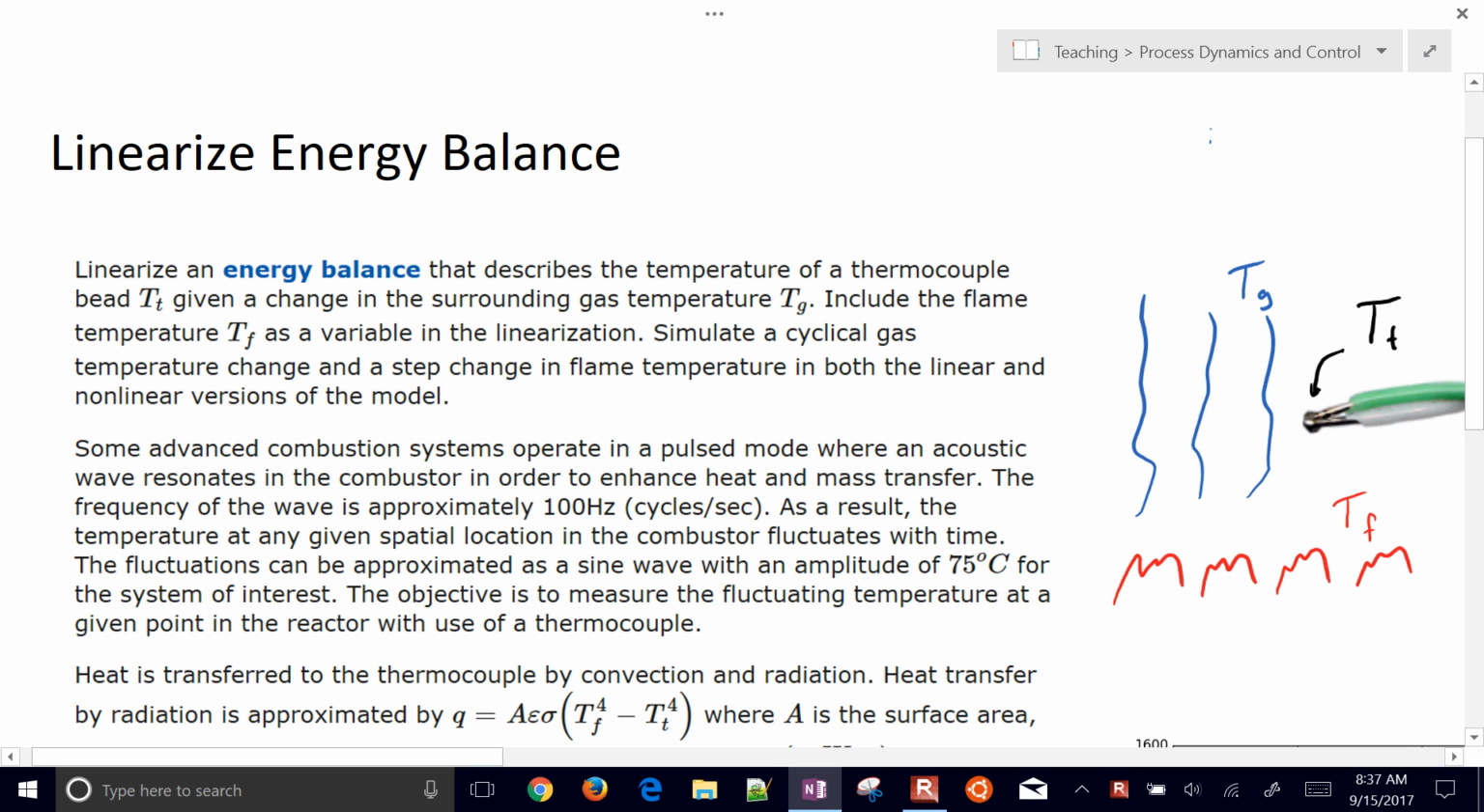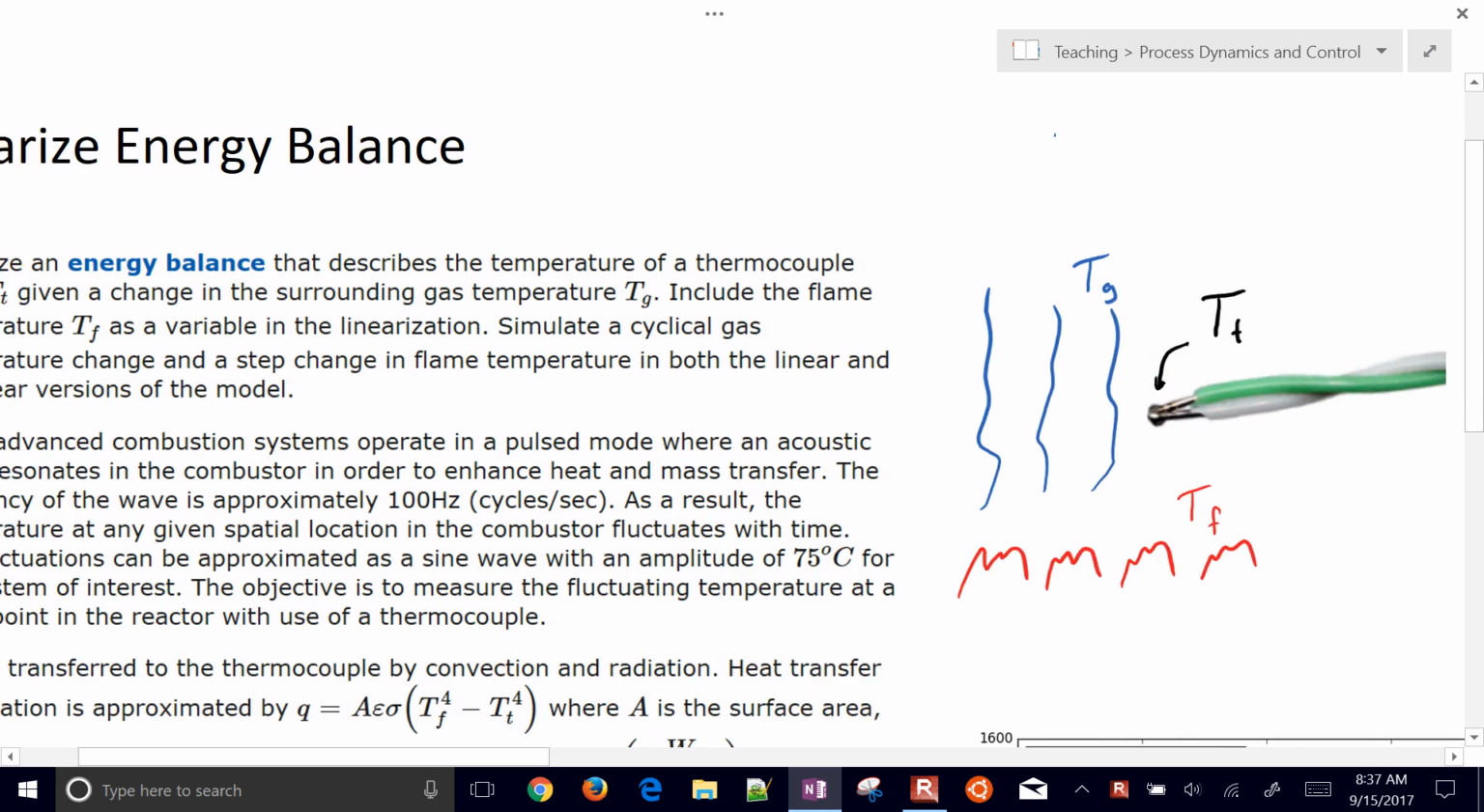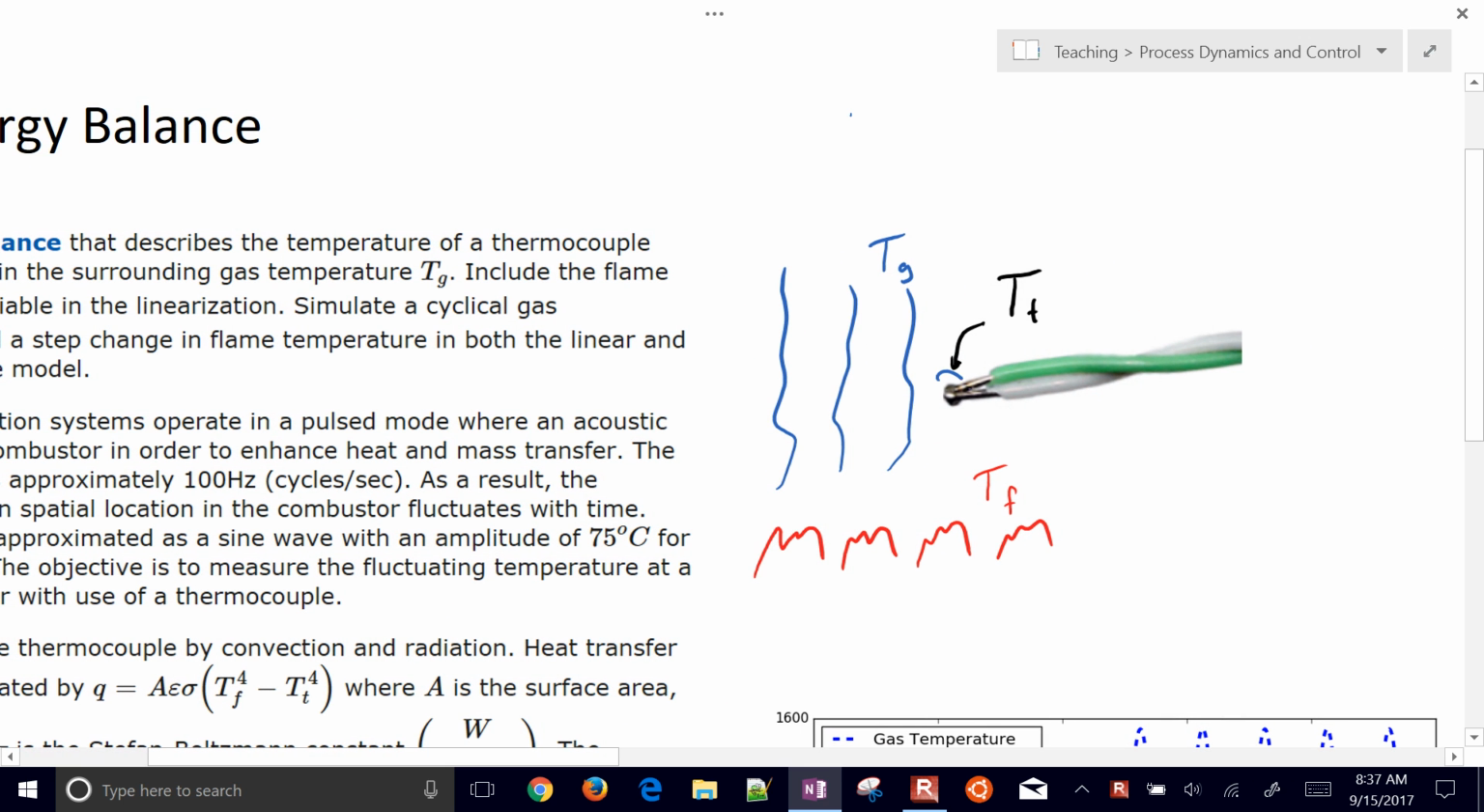We're going to work through an example where we linearize an energy balance. In this case, it's for this thermocouple right here, a little bead that's sitting at the end of two wires that are twisted together. And this is going to be our thermocouple temperature right here, T sub T. And we're going to do an energy balance right around this little bead to determine what the temperature is going to be reading.